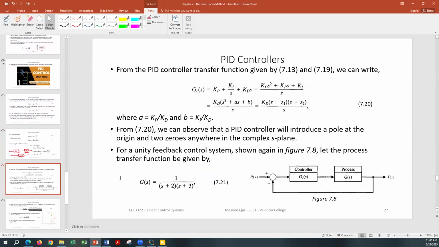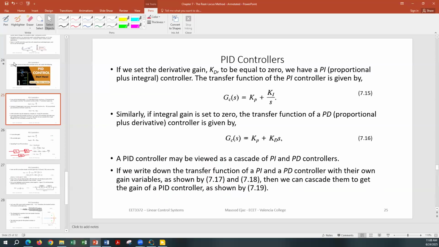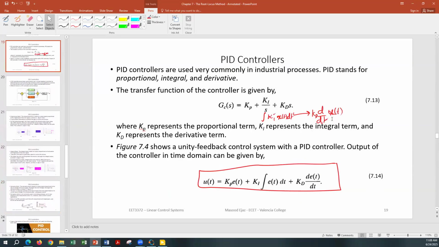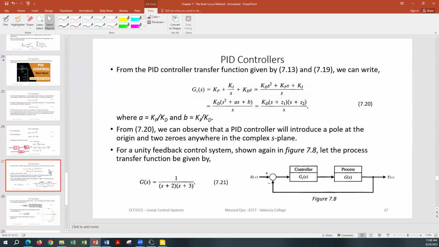From the PID controller function given in 7.13 and 7.19, we can write the transfer function of the controller as Kp plus Ki over s plus Kd s, and simplify it to Kd s squared plus Kp s plus Ki over s, which is Kd times (s squared plus a s plus b) over s. That's a generic term that we are using.